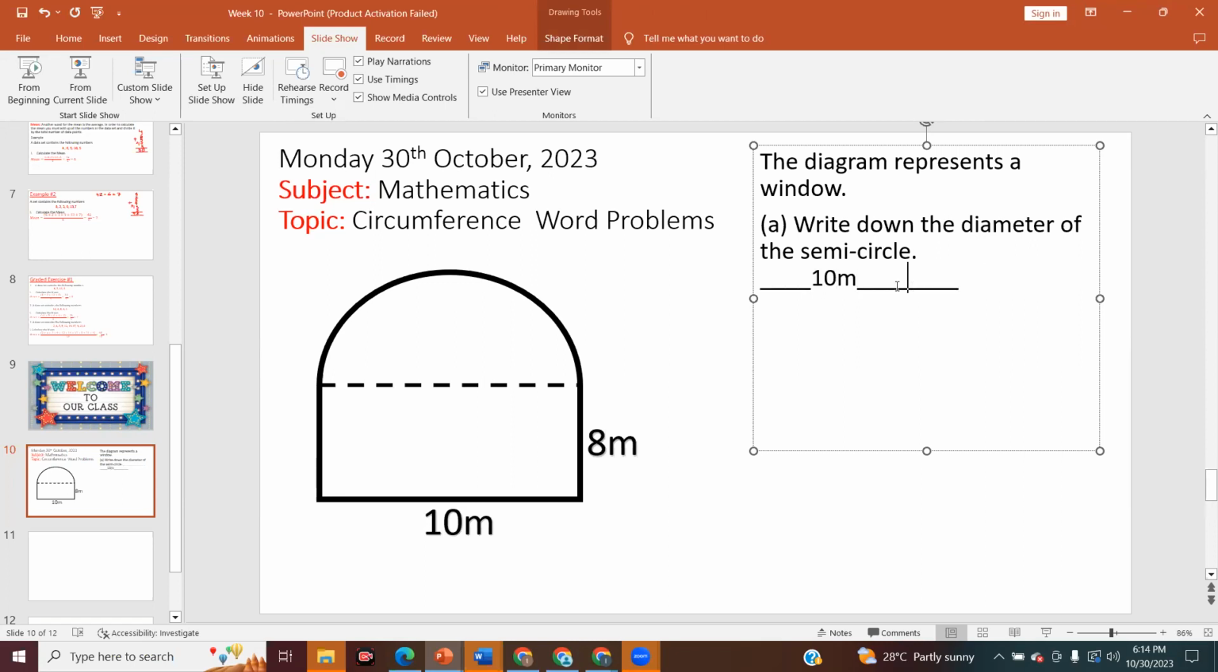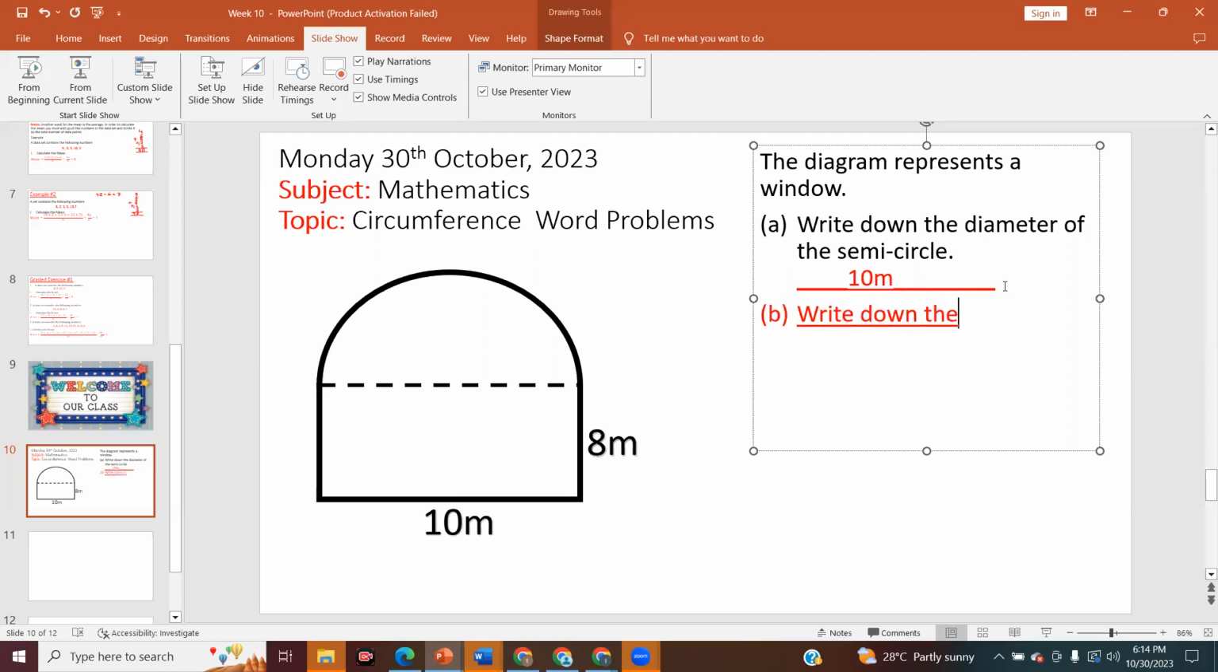How many persons put that inside the chat? If you put that, let me know. Very good. So the next one should be easy. Write down the radius of the semicircle.